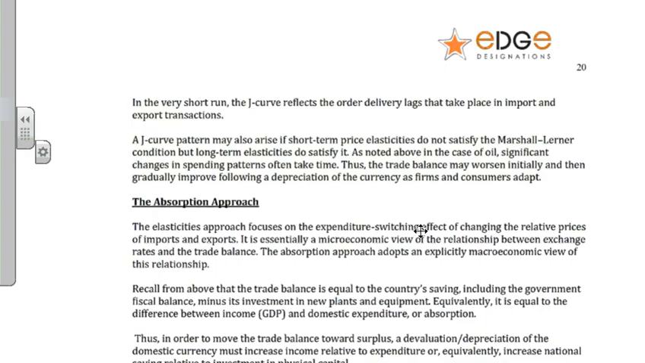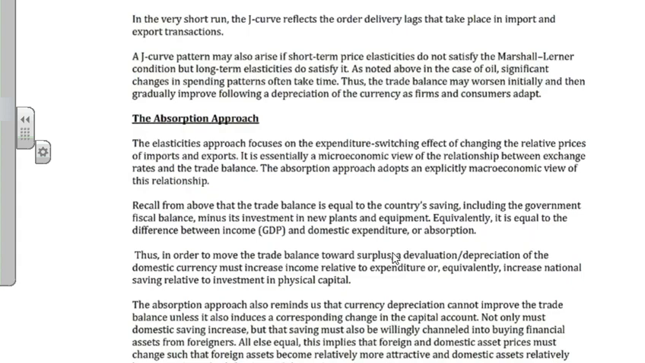Over the page, I'm just going to mention the very last approach, the absorption approach. What's the difference between the absorption and the elasticities approach? The elasticities approach looks at the expenditure switching effect of changing the prices of imports and exports. What do you do when the prices change? Well, you move here, you move there, you change your purchasing, et cetera. The absorption approach doesn't work much on that approach, but looks at what we call a macro view of the relationship.